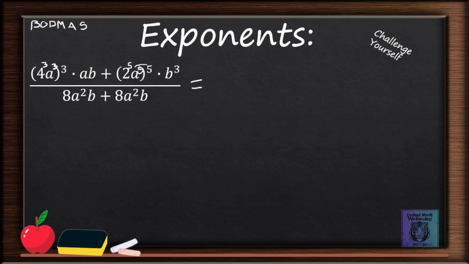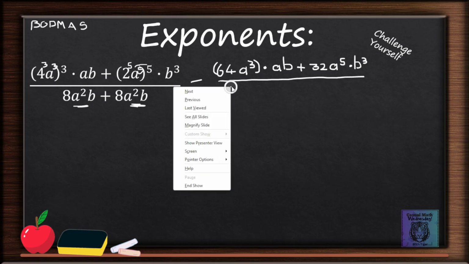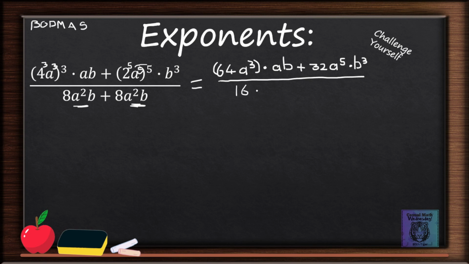Super excited for that. So we can go and say 64a to the power of 3 times ab plus 32a to the power of 5 times b to the power of 3. Did you notice that this term and this term is the same? So we can go ahead and say that this is 16a squared b.